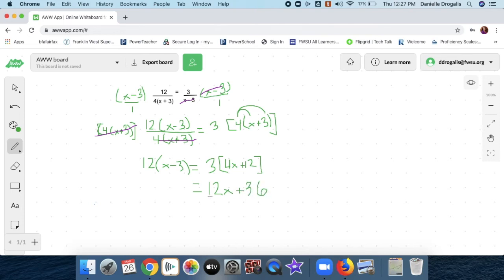Okay. Now let's distribute over here. I've got a 12x minus 36. Okay, so if you're thinking about how this compares maybe to the problem we did on the left side of this board, we've got an interesting case in front of us right now. We've got 12x and 12x, we've got 36 and 36.